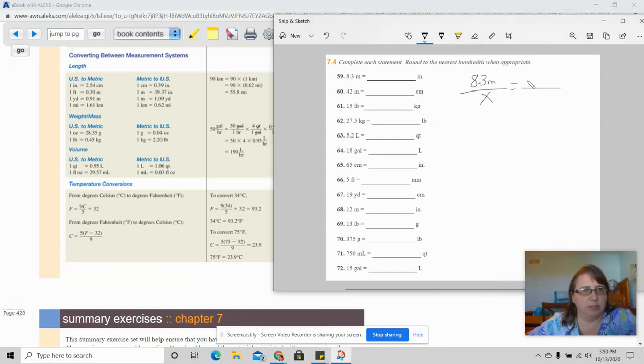And then we can also say, okay, 39.37 inches is 1 meter. So we want these to match. So we're going to put the 1 meter on the top and then the 39.37 on the bottom. What's important about these is that you match the units, units on the top, units on the bottom. Then we can cross multiply 39.37 times 8.3.